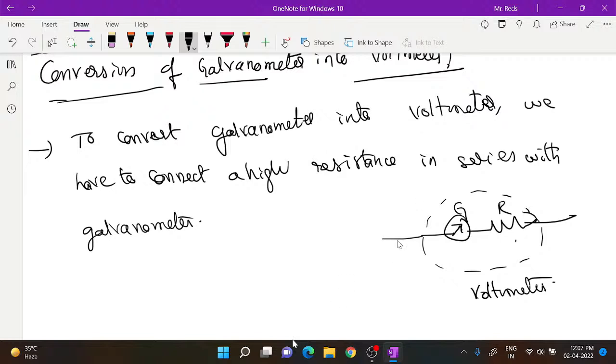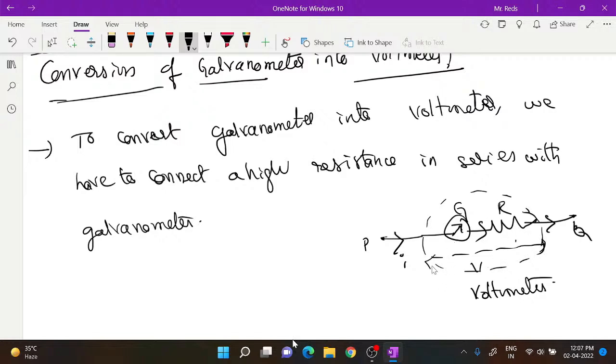Now, if a current I is passing here, the same current passes through the galvanometer and also through this resistor. If you consider this is point P and this is point Q, or A and B, then the potential drop across this will be equal to the potential drop across the galvanometer plus the potential drop across the resistor. Okay, this you have to just keep in mind. If you connect this to a battery, the total potential drop will be equal to the potential drop across this plus the potential drop across this.